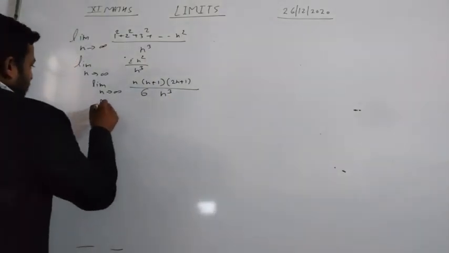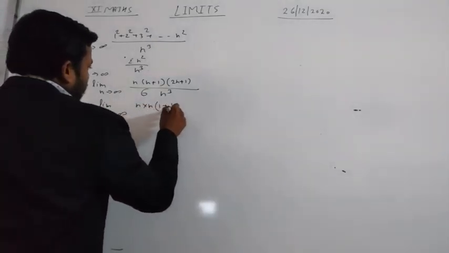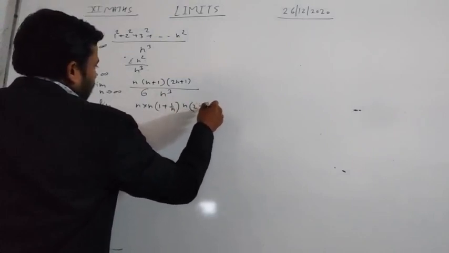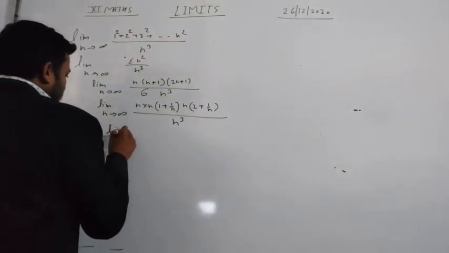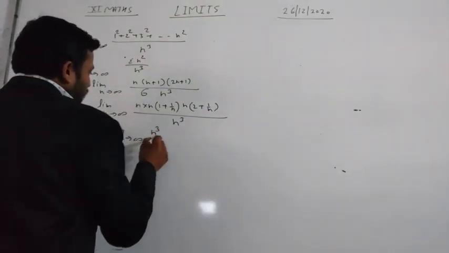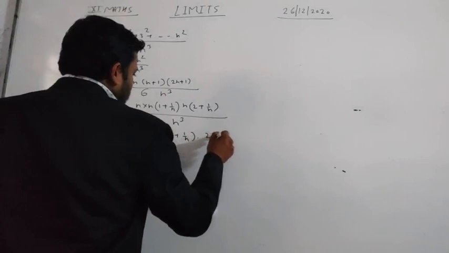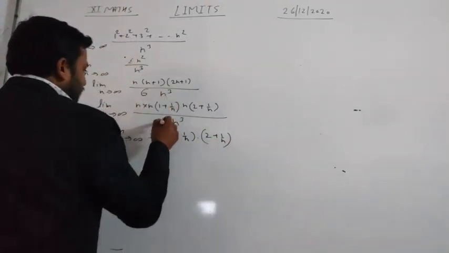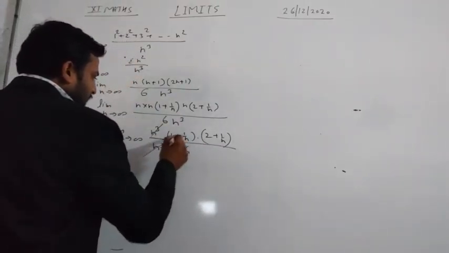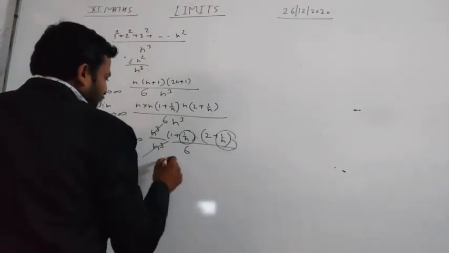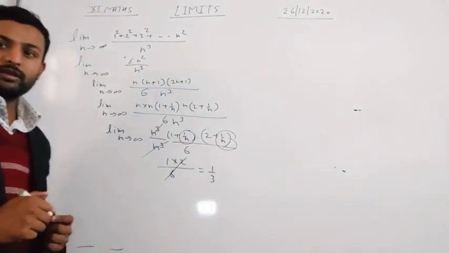So limit n tends to infinity, and taking n outside we write 1 plus 1 by n, again n, 2 plus 1 by n. Students, this is n cube. So we write limit n tends to infinity n cube by n cube, and 1 plus 1 by n, 2 plus 1 by n, and this is 6. So this term is cancelled. Now we are putting the value of limit. So this term will be 0, this term will be 0. We get 1 into 2 by 6, which is equal to 1 by 3. I hope you understand, students.